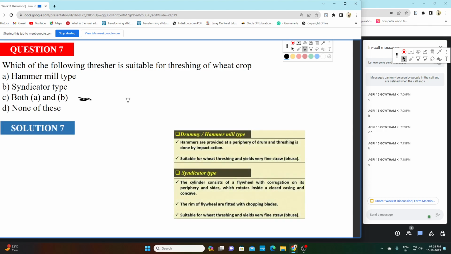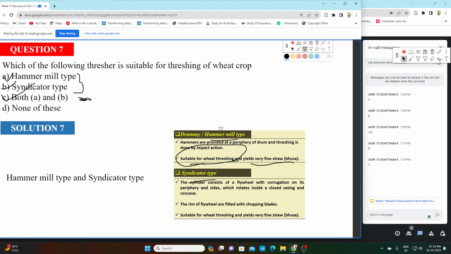Syndicated type we already read in the fifth question. Hammer mill type we have already read in our theory. Both these types of threshing drum are suitable for wheat threshing and yield very fine straw. Both the hammer mill type and syndicated type are suitable only for wheat threshing, not for any other type of threshing. So options A and B are both correct. That is, option C is your correct answer.